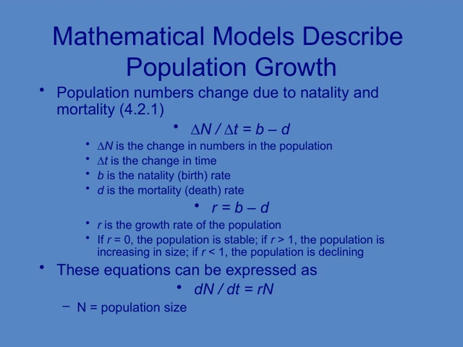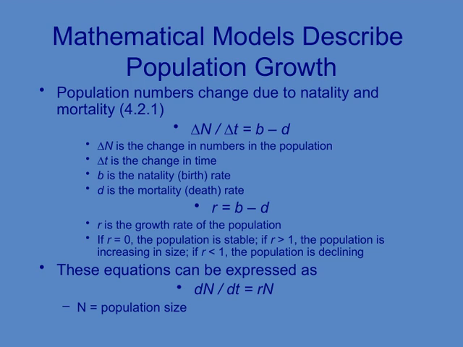Now, if we simplify this, we define a growth rate, r, which is simply the difference between birth and death rates. r equals b minus d. This growth rate is crucial because it tells us whether the population is growing, stable, or declining. When r equals 0, it indicates a stable population. Births exactly balance deaths. If r is greater than 0, the population is increasing in size. Conversely, if r is less than 0, the population is decreasing.